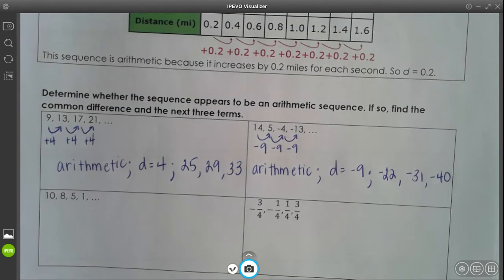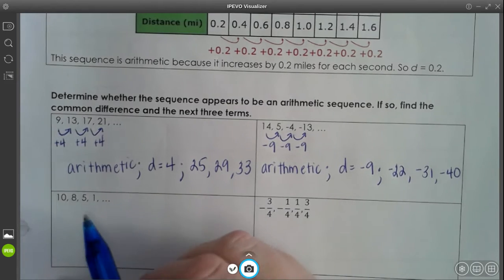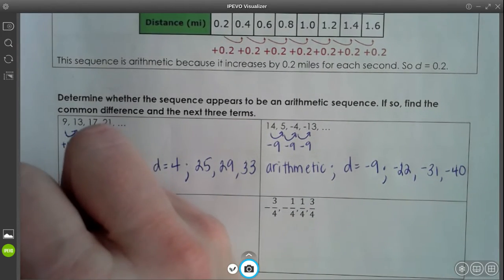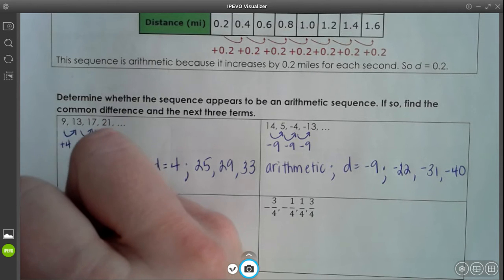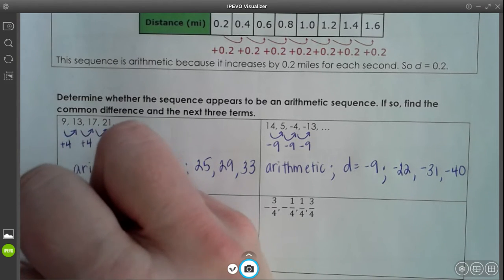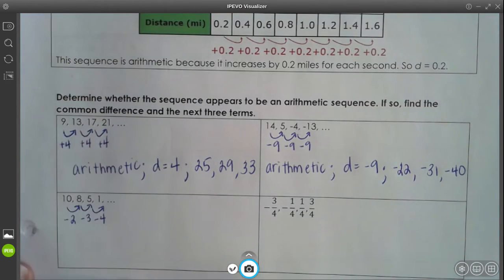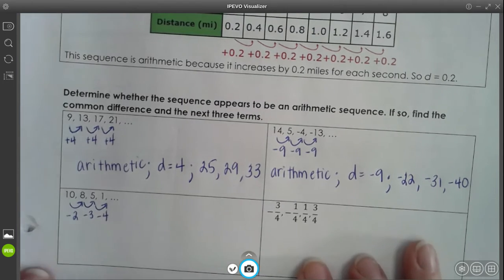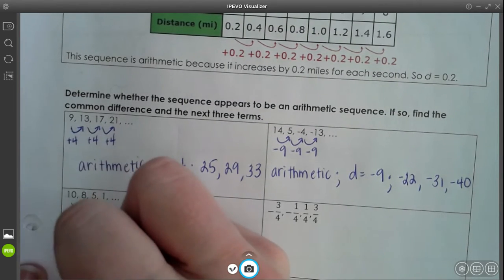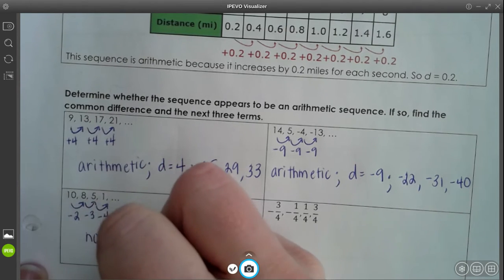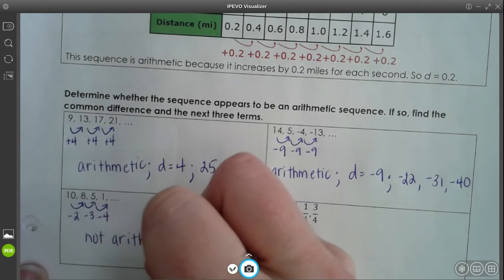The next one is 10, 8, 5, 1. To get from 10 to 8, I would subtract 2. From 8 to 5, I would subtract 3. And then 5 to 1, I would subtract 4. Since these are not all the same, this is going to be not arithmetic. It's still a sequence because there is a pattern going on, but it's not an arithmetic one.